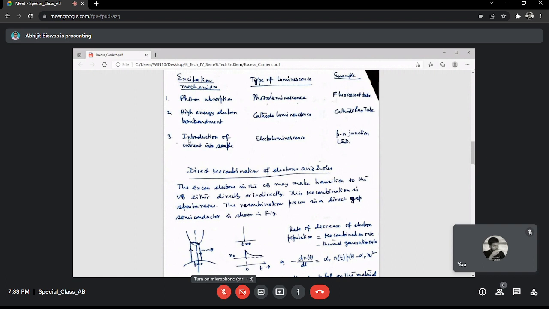Then in the case of a light emitting diode, the excitation mechanism is that we are injecting current into the sample. This means the diode is forward biased and current is injected into it, and this type of luminescence is called electroluminescence because we are injecting current. An example is the PN junction light emitting diode. So this is how excess carriers are generated, their properties, and the different kinds of luminescence.